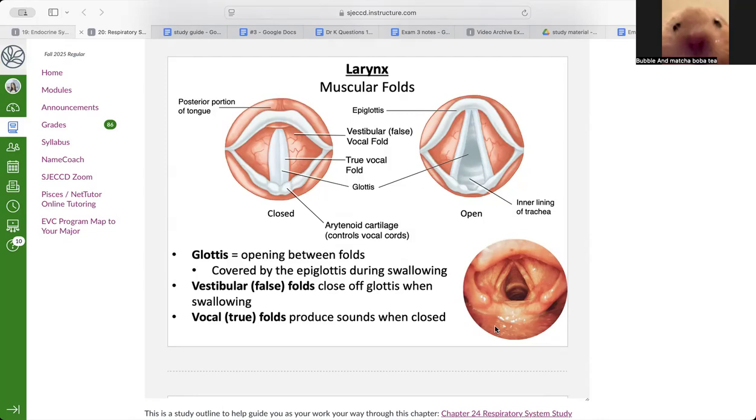So when you want to speak, you constrict muscles that pull on the arytenoid cartilage, which pulls on the vocal folds and tightens them so you can pass air between them and vibrate like a whistle. When you're breathing, the vocal folds have a space between them and you can see down the glottis.